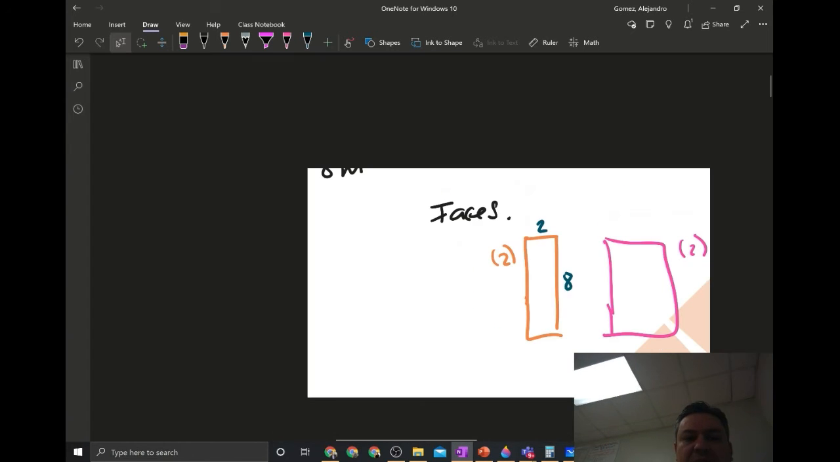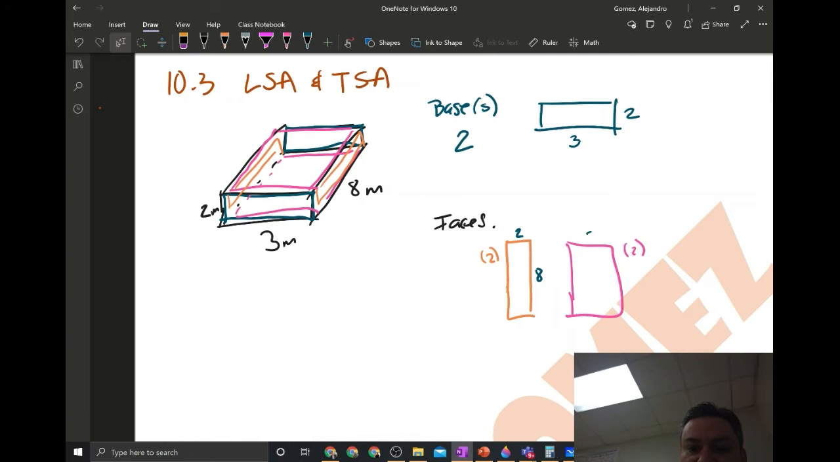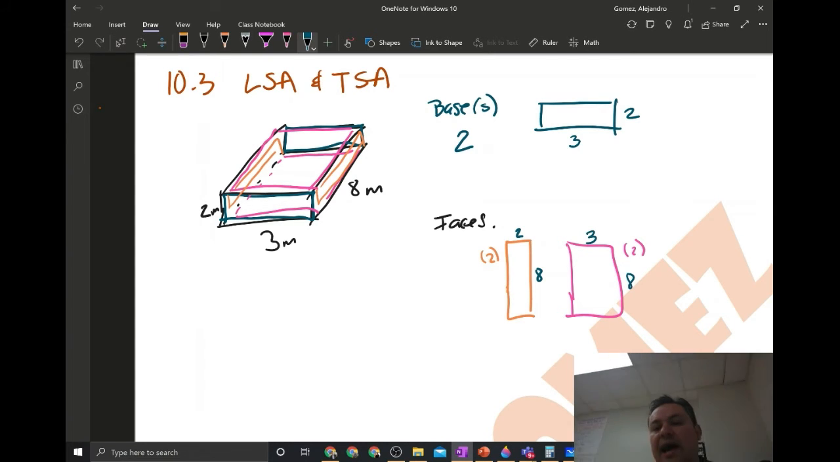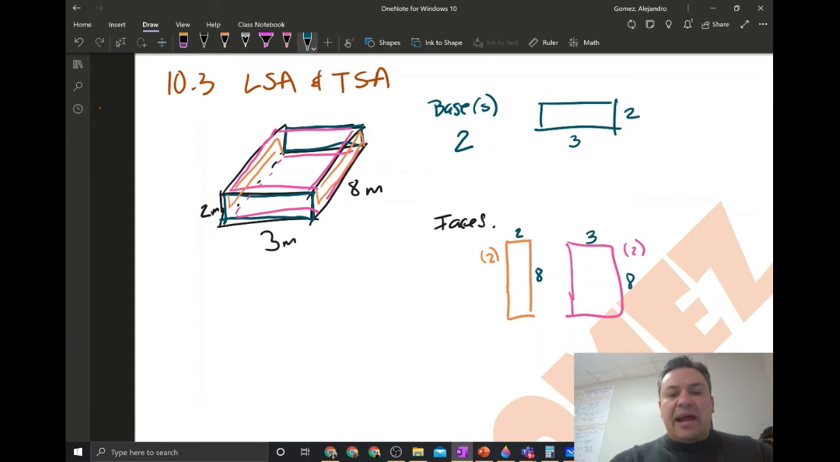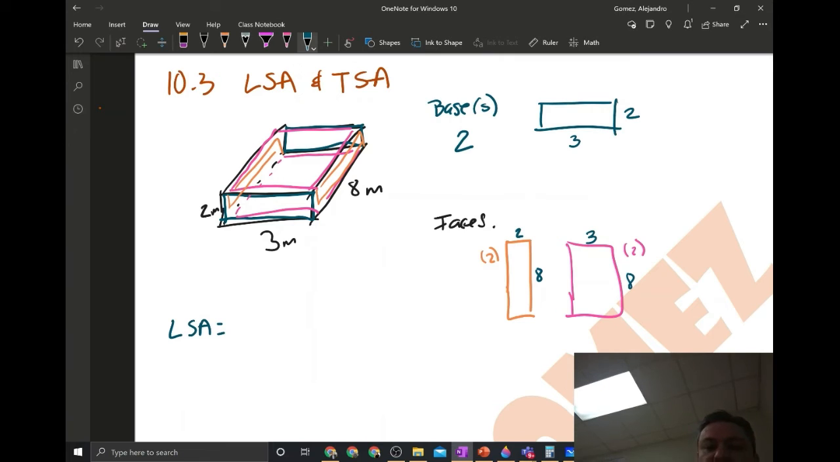And the pink one, I know it's 8 long. Now how wide is it? Well, it's gonna be as wide as the front face. So this is 3 by 8. Now, to find the lateral surface area, all I gotta do is find the faces.